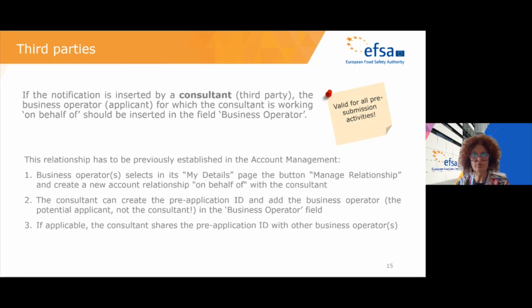Okay, again, to repeat here, if a third party wants to act on behalf of an applicant, the two of them need to be registered. Then the business operator creates the relationship, and then the third party can act. Okay, we are moving on now.